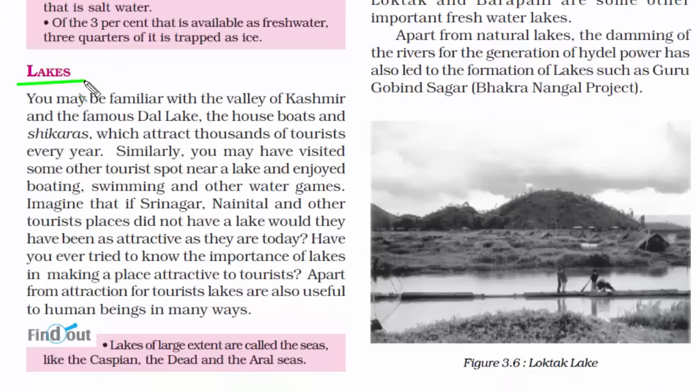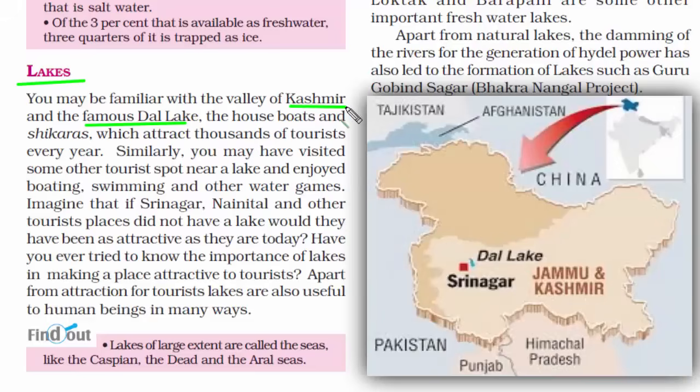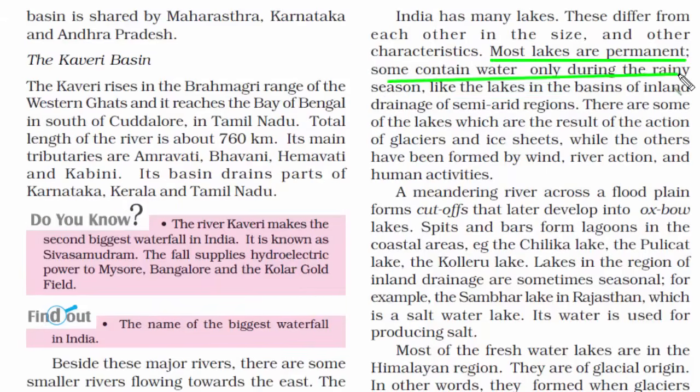Now let's read about the lakes of India. There are some famous lakes such as the Dal Lake, which is in Kashmir, and this place is a tourist spot. Some lakes are permanent, and then in some lakes water is there during the rainy season only.